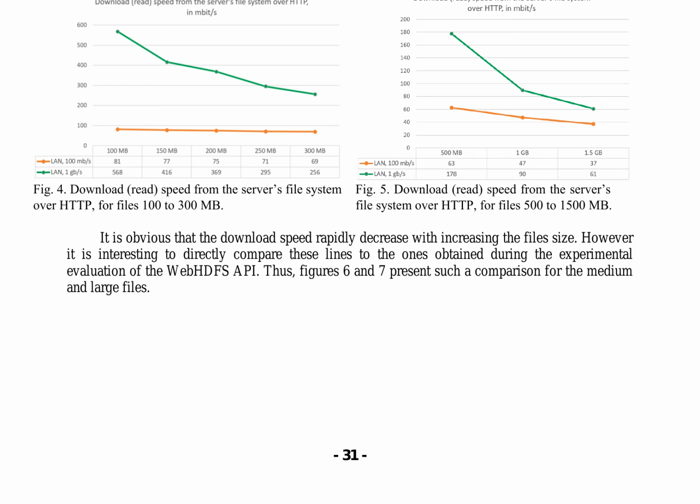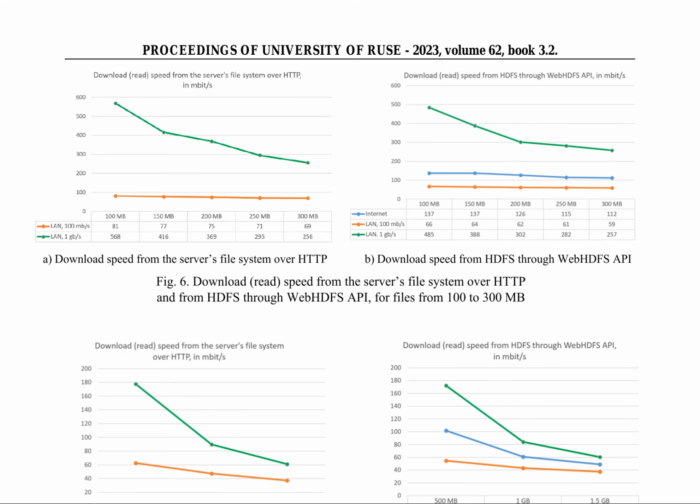A direct comparison of these results with those obtained during the experimental evaluation of the Web HDFS API is presented in figures 6 and 7, which display the comparison for medium and large files, respectively. The authors present a comparative analysis of download speeds from a server's file system over HTTP and from HDFS through the Web HDFS API, as depicted in figures 6 and 7. The study measures download speeds for files ranging from 100 to 300 megabytes and 500 to 1,500 megabytes, respectively.